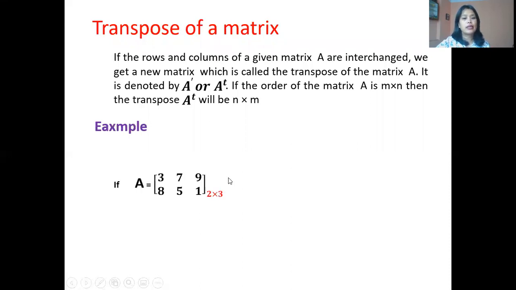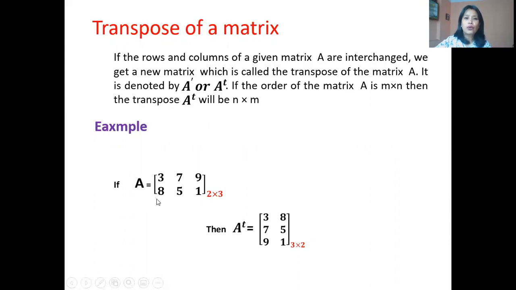The example is here. A matrix A with 2 rows and 3 columns is here. Then A transpose is here. Look, A has the first row 3, 7, 9. Now it will interchange to a column. First row to the first column. 3, 7, 9, the first row in A, becomes the first column in A transpose.